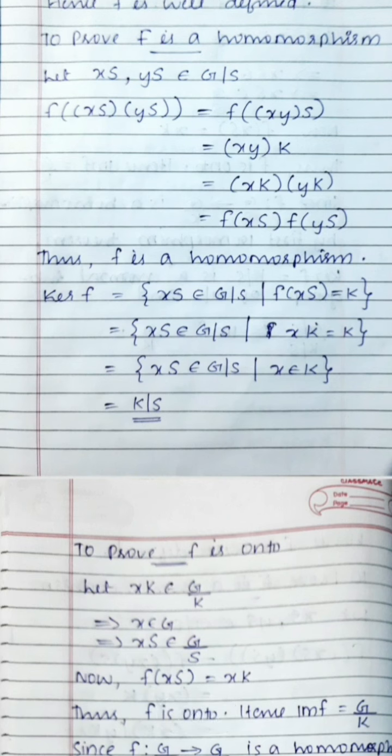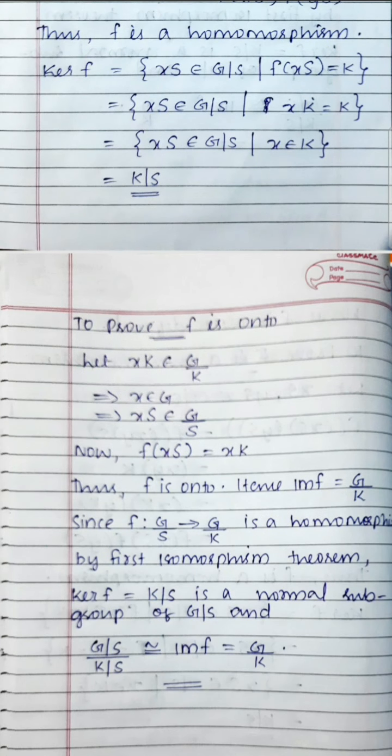Now taking the definition of kernel of f. Kernel of f is nothing but the set of all xs belonging to the domain, that is g by s, with the image of xs under f equal to k. F of xs is nothing but xk, which is equal to k, so xk equal to k for all x belonging to k. That is, xs belongs to g by s with x belonging to k. This is nothing but k by s.